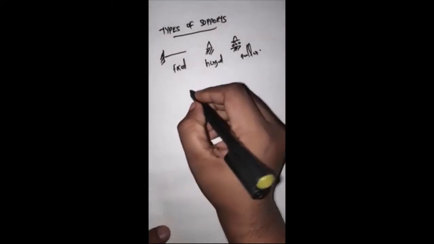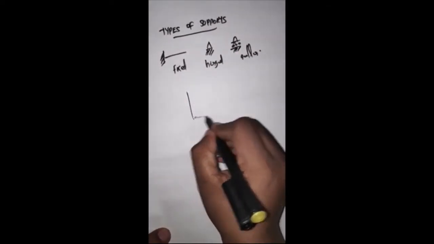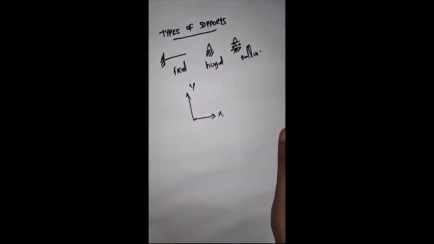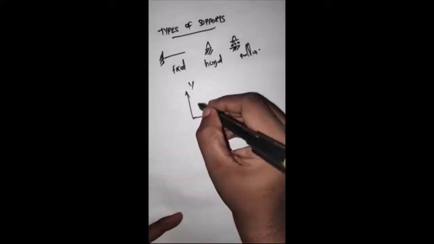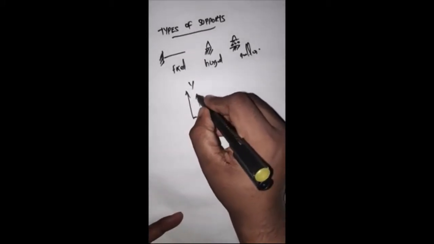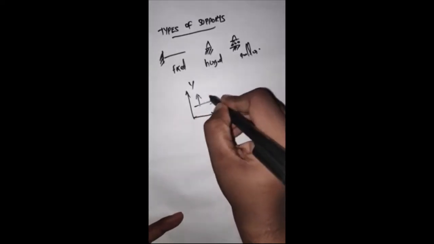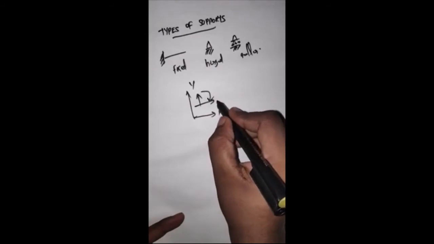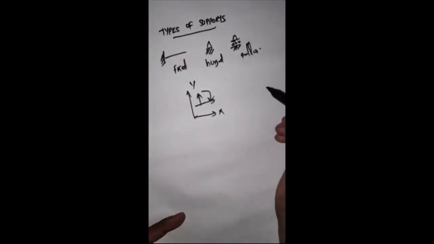In a two-dimensional space, that is in an XY plane, we are always considering the XY plane. In this plane, the possible movements are that it can move in the vertical direction, the horizontal direction, and there can be a moment. That is, movement can be in the X direction, Y direction, and rotation.